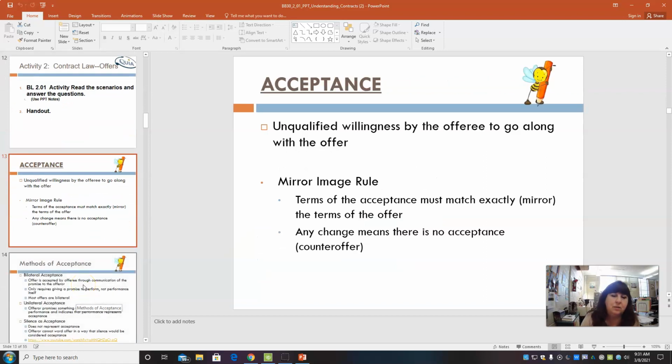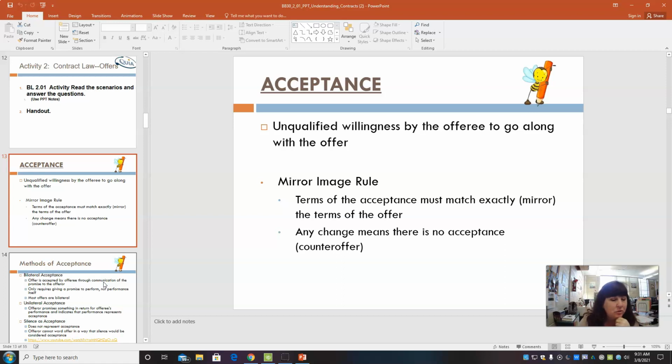Next you have acceptance. It is the willingness by the offeree to go along with whatever the offeror has set in place. If you accept the terms exactly as they're given to you, that is the mirror image rule. Any change from that acceptance is no longer a mirror image, and then it becomes a counter offer. So, for example, if somebody's trying to sell me a car for $10,000, and I come back and say the car is not worth $10,000, I'll give you $9,000, now I've made a counter offer.